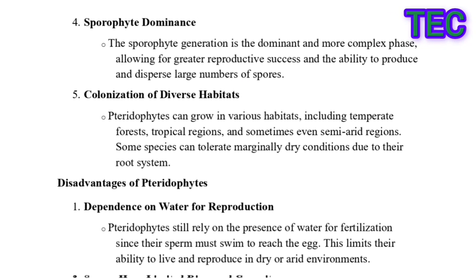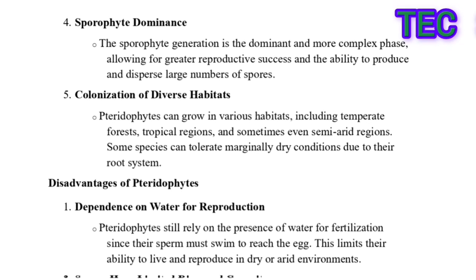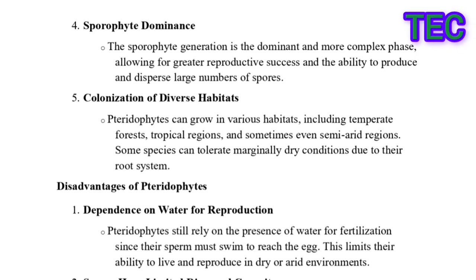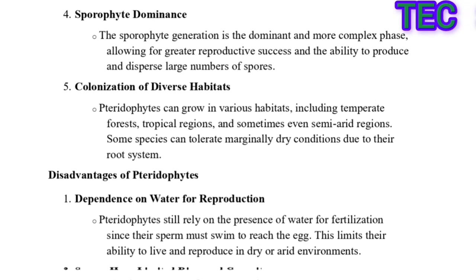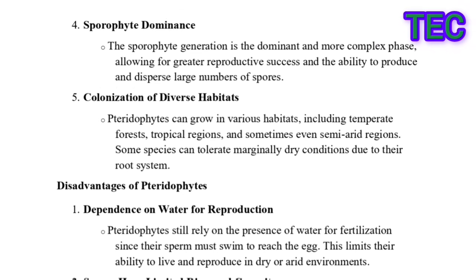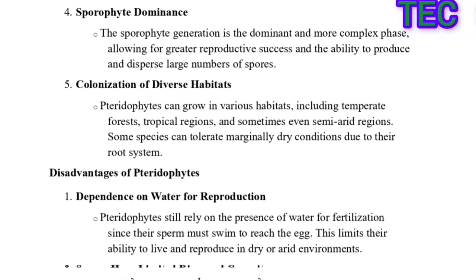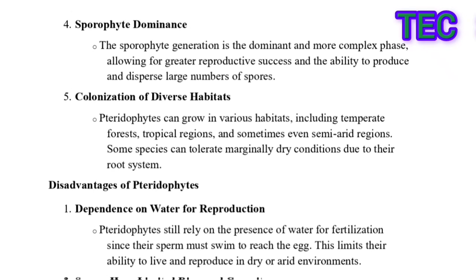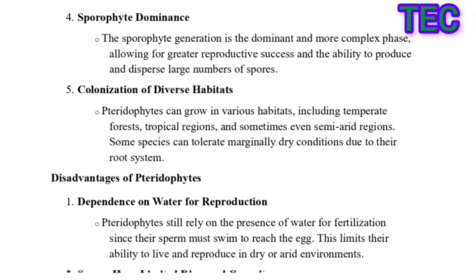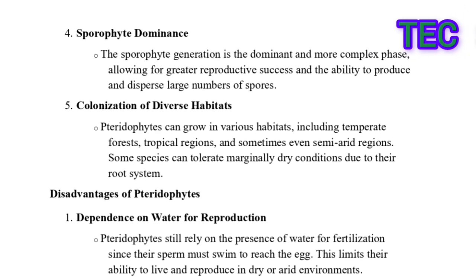So they can grow in various habitats, including the temperate forests, tropical regions, and sometimes even semi-arid regions. Some species can tolerate marginally dry conditions due to their root system. So the survival capability of this particular type of species depends on their roots.